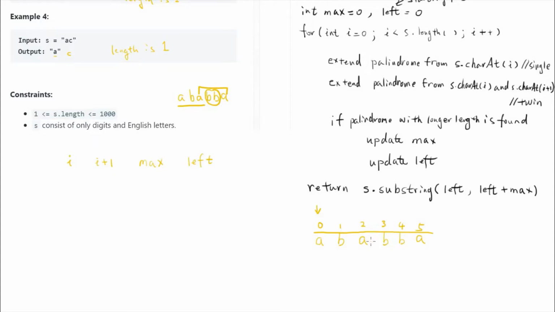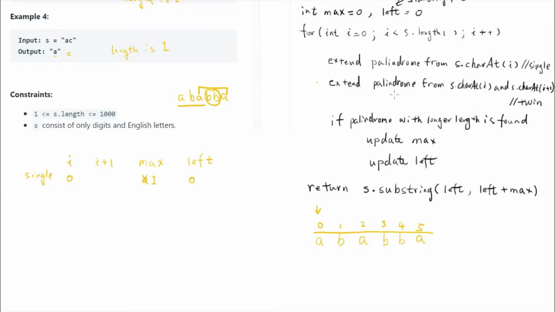So in the beginning of our loop, we will extend the palindrome from the single center and I equal to 0. We don't need I plus 1 because it's a single center. Default value for max is 0. And the default value for left is 0. So we try to extend from A, but there's no character on the left side. The length of the palindrome is the character itself, so it's 1.